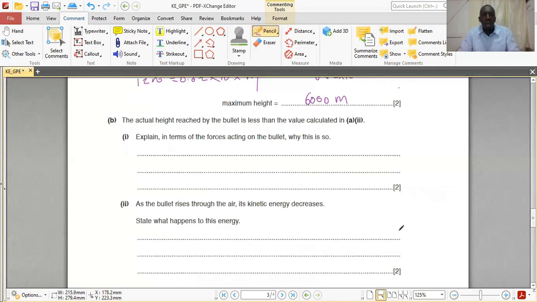The actual height reached by the bullet is less than the value that has been calculated in A, Roman 2 above. That means it will be less than 6,000 meters. Explain in terms of the forces acting on the bullet why this is so.